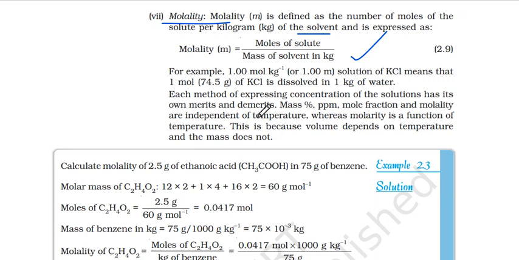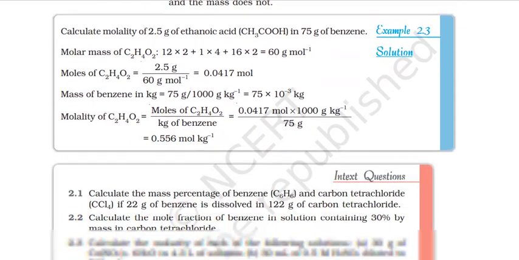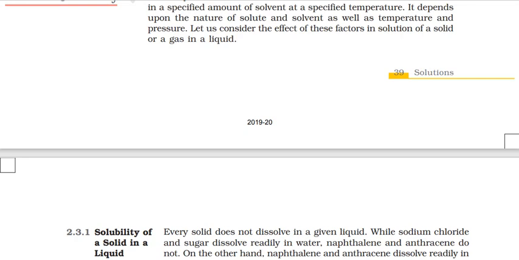Mass percentage, ppm, mole fraction, molality are independent of temperature. Mass percentage, parts per million. Fine, they're all independent of temperature. Whereas molarity is a function of temperature. This is because volume depends on temperature. And mass digits mein bhi aap volume dekhenge, wo sab automatically temperature dependent hota hai because volume depends on temperature.